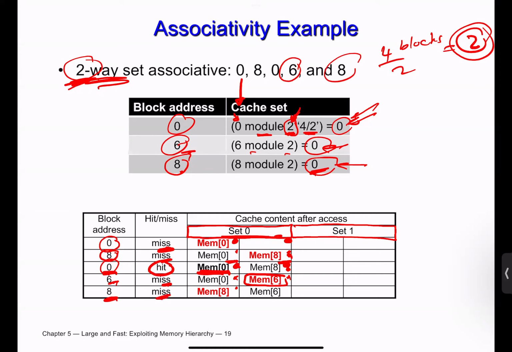But again, with the same scenario, when I bring memory of 8, should I override memory of 0 or should I override memory of 6? Memory of 6 just arrived, correct? So it hasn't been there a lot, so just keep it, and override memory of 0. That's why memory of 8 overrides memory of 0 in this situation. And as you can see in this scenario, among all of the attempts that I had, I just have one hit.